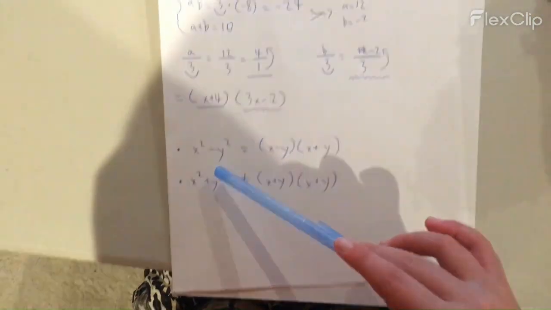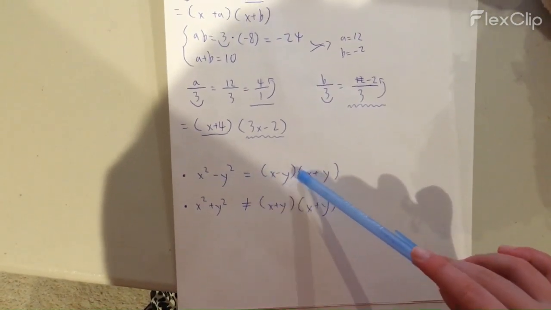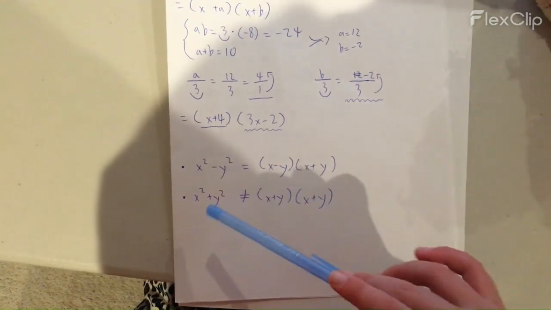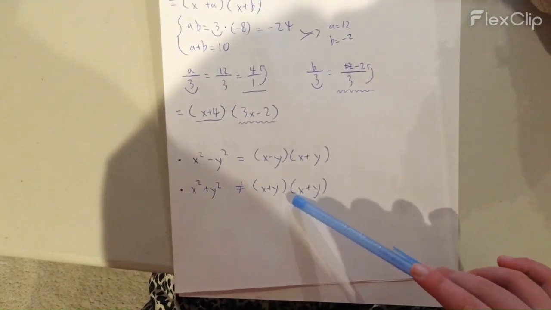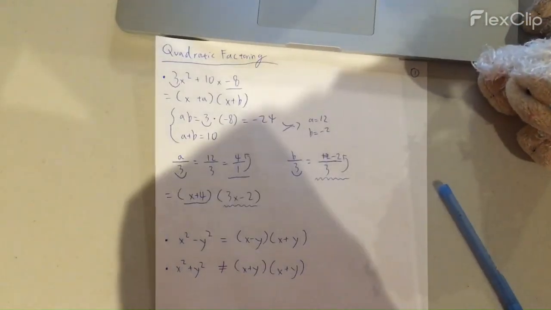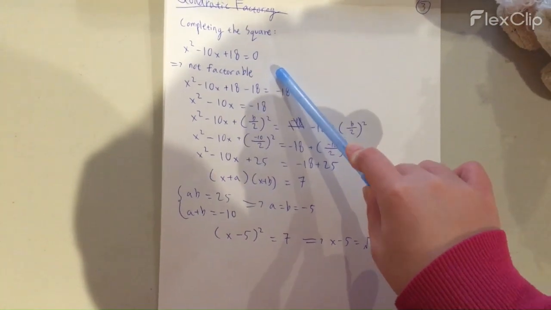And now for these equations, x squared minus y squared does equal x minus y times x plus y. But this does not mean x squared plus y squared equals x plus y times x plus y. Now we have an equation, x squared minus 10x plus 18 equals 0.